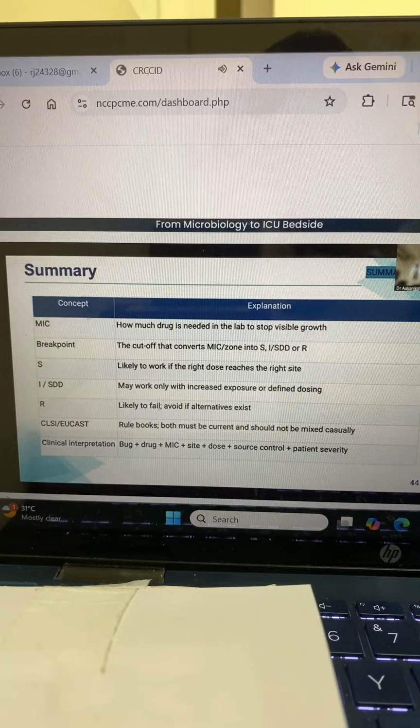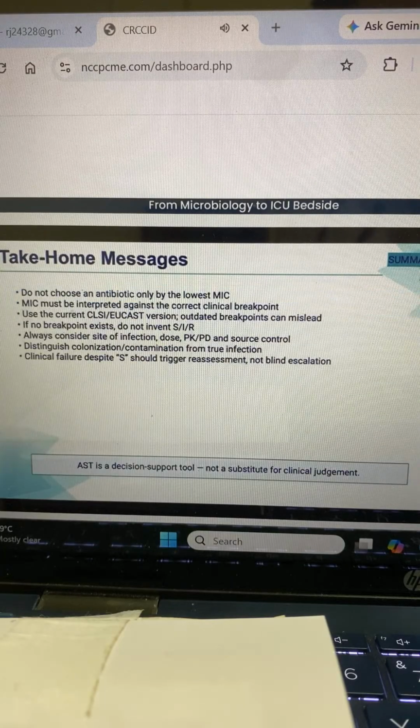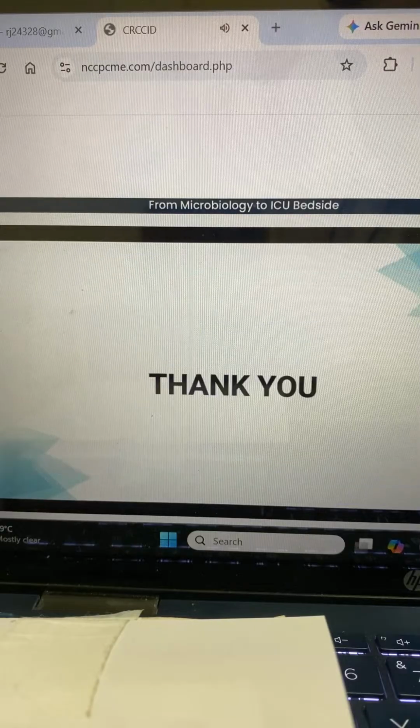CLSI and EUCAST are rule books, but remember that once you've identified the organism, the right drug, the MIC, the site that you're treating, the dose, whether you've achieved source control or not, and assessed patient severity, that is how it should be clinically interpreted and put into use for treating your patient's infection. So, AST is a decision support tool. It is not a substitute for clinical judgment. Thank you.